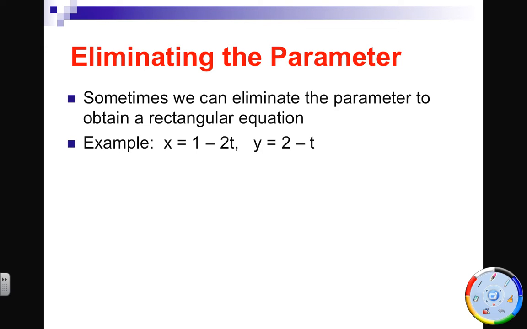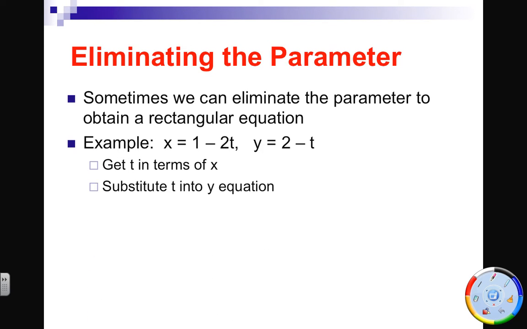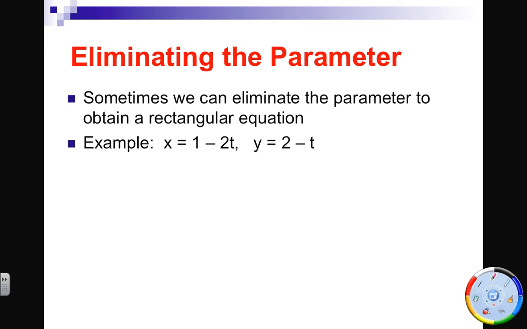So here's a parametric equation, x equals 1 minus 2t and y equals 2 minus t. And what we want to do is we want to write it in terms of like this. Like y equals, maybe it's a linear function. I don't know yet. Y equals mx plus b. That's kind of what I want to write it as, a normal equation.